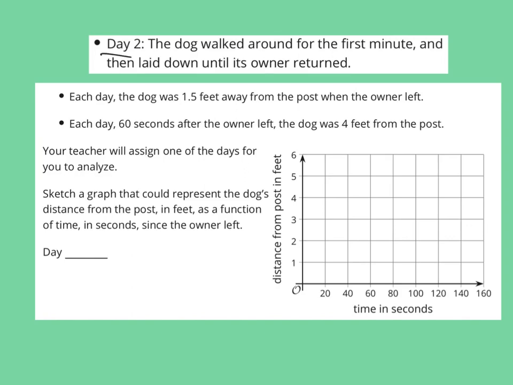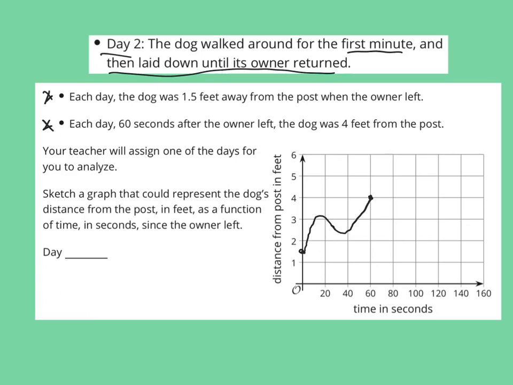So on day 2, again, each day, 60 seconds after, the dog's 4 feet from the post, so it's the 60-second mark, and the dog always starts 1.5 feet away. Okay, the dog walked around for the first minute and then laid down until its owner returned. So maybe the dog starts walking towards the store, then the guy turns around and says, hey, go back and go sit down. Or then the dog gets to the 60-second mark. At 60 seconds, we have to get to that point.